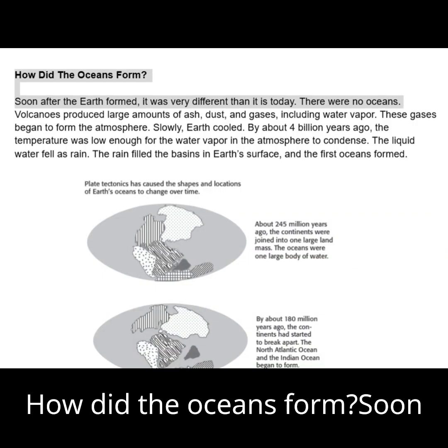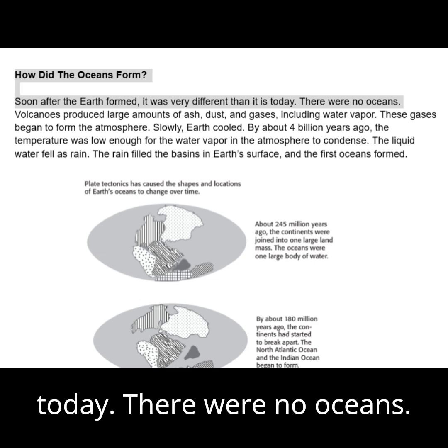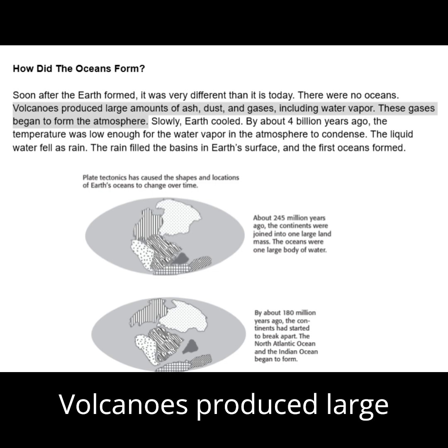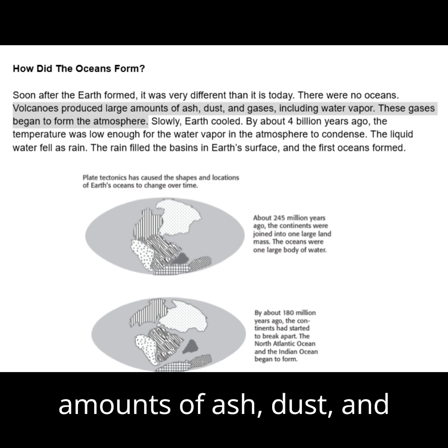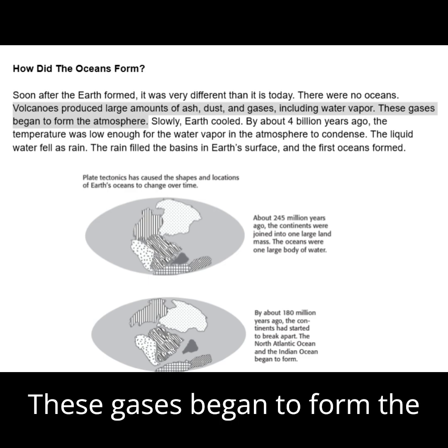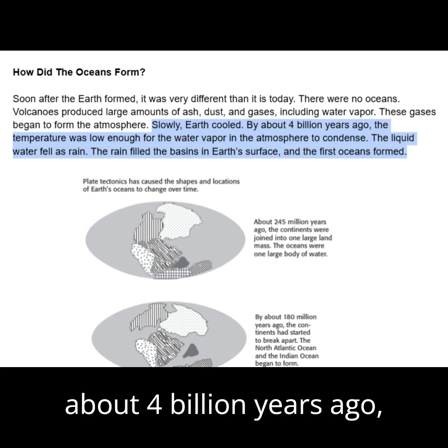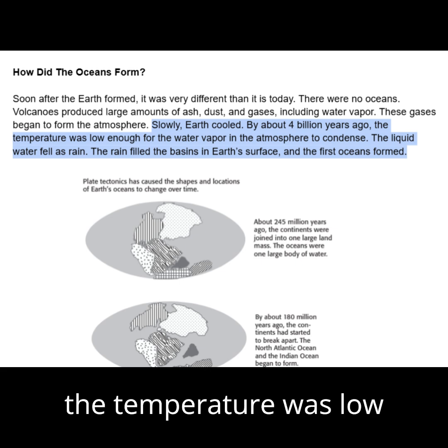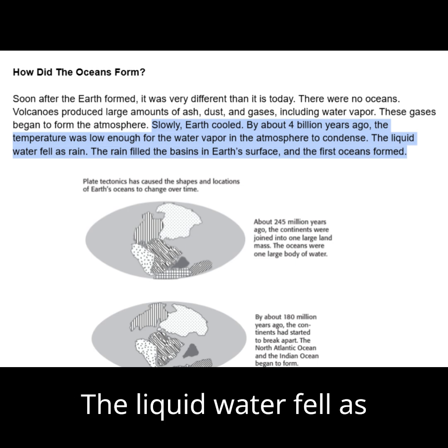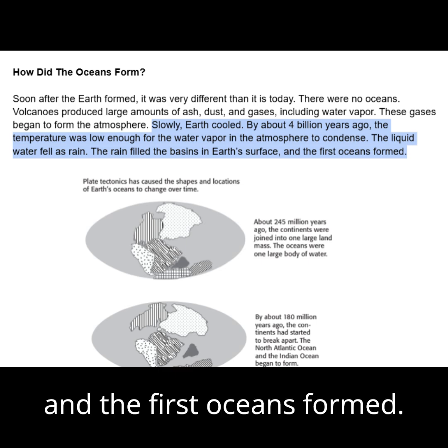How did the oceans form? Soon after the Earth formed, it was very different than it is today. There were no oceans. Volcanoes produced large amounts of ash, dust, and gases, including water vapor. These gases began to form the atmosphere. Slowly, Earth cooled. By about 4 billion years ago, the temperature was low enough for the water vapor in the atmosphere to condense. The liquid water fell as rain. The rain filled the basins in Earth's surface, and the first oceans formed.